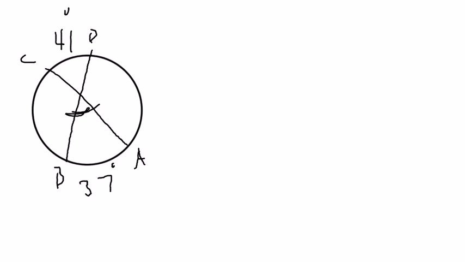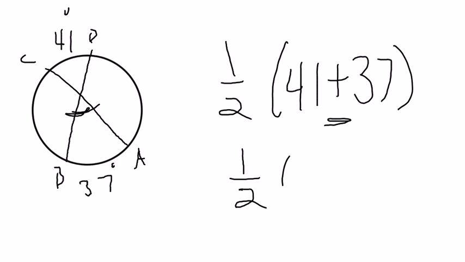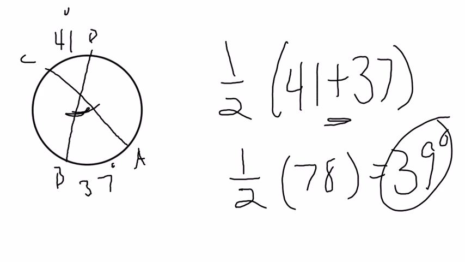And remember, it's going to be half of the sum of those two because they intersect inside the circle. So this time I'm going to add. It's very important: if they intersect inside the circle, I add them. If they intersect outside the circle, I'm going to subtract them. So I get half of 41 plus 37, which is 78, and half of 78 is 39. So my angle is 39 degrees.